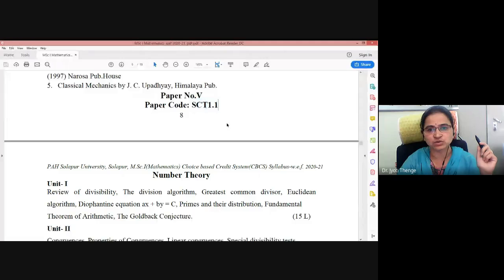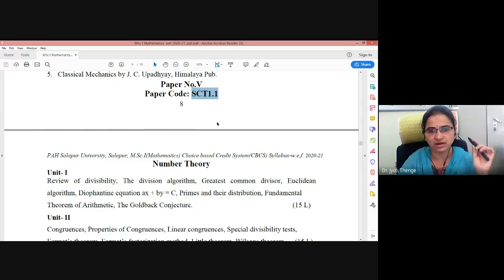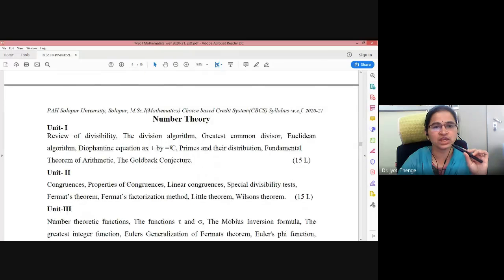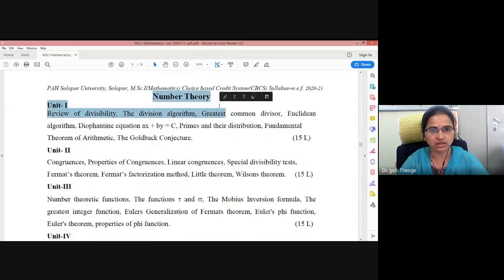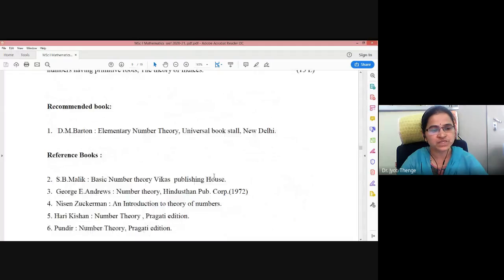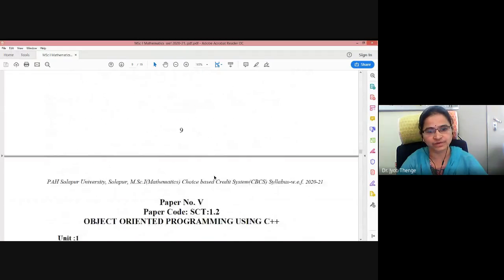If you look at this code, this is Soft Core Theory, SCT. The meaning of soft core theory is that among the soft core papers one has to select the paper of your choice, but due to the unavailability of the faculty, here we are making it compulsory. Therefore, for this semester your soft core theory will be Number Theory. This paper is taught by Mr. Vishal Kohli sir. There are references and all.